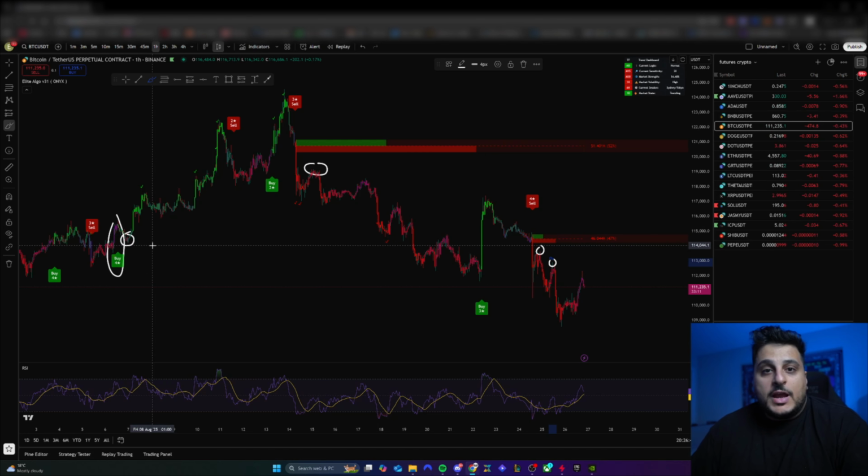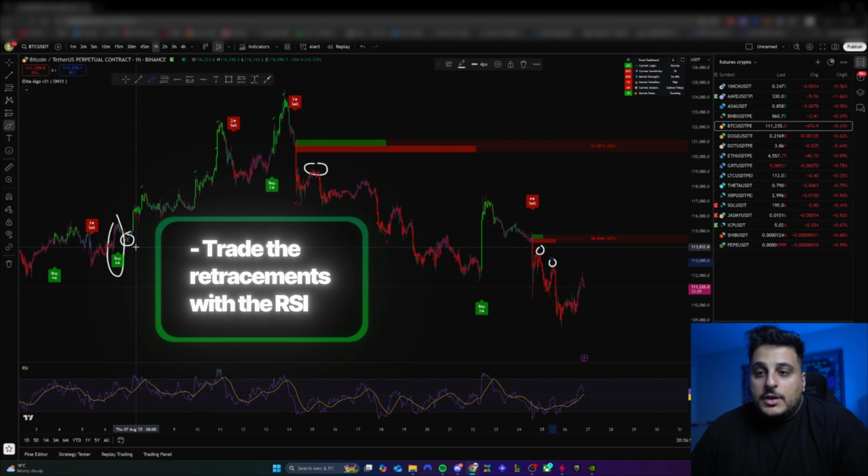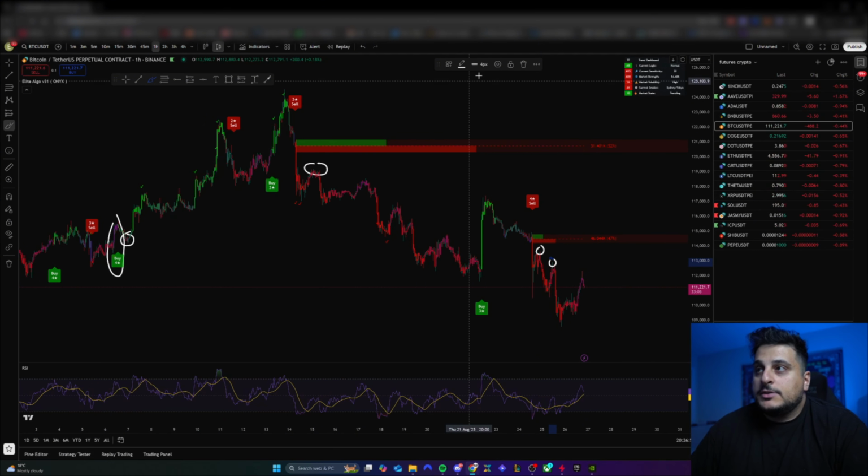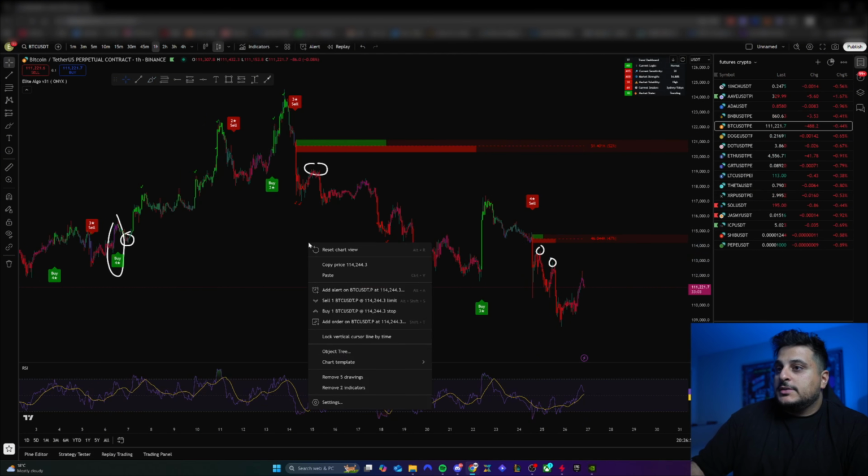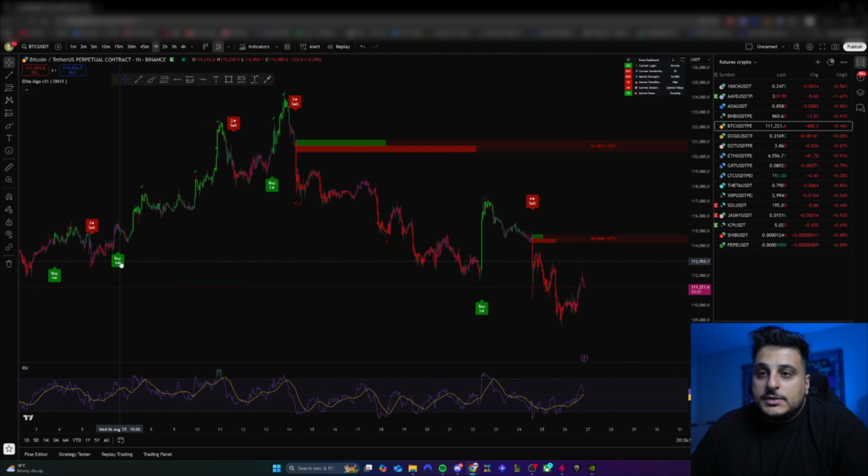Now, for this strategy, what we're going to do is we are going to trade the retracements with the RSI. So what do I mean by this? Let me show you exactly what I mean by this. So we're going to remove drawings. So we're going to wait for a buy signal to come. Then we're going to wait for the price to retrace.